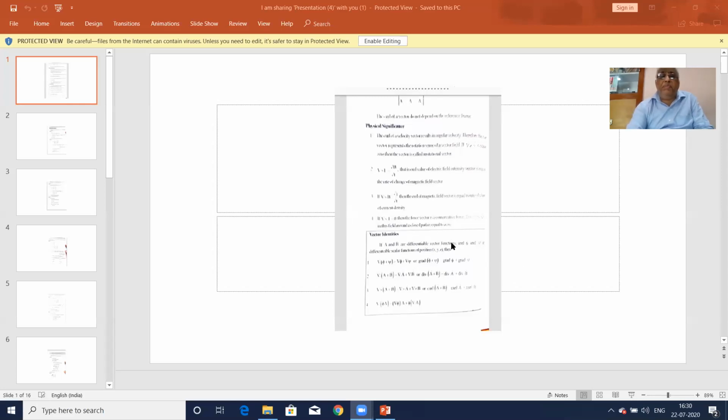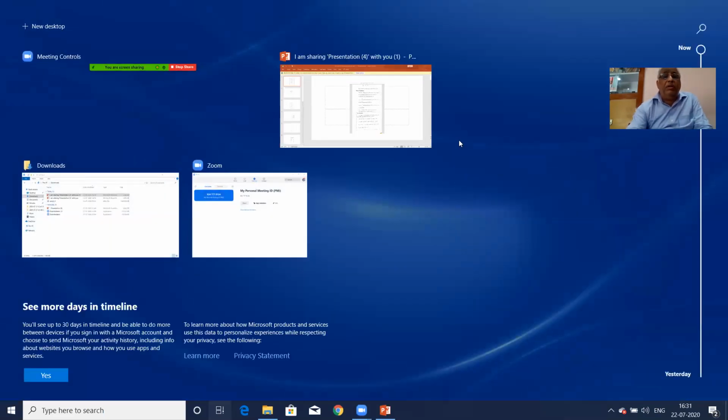Today we'll do some problems on vector analysis. So first we see the identities of these problems.